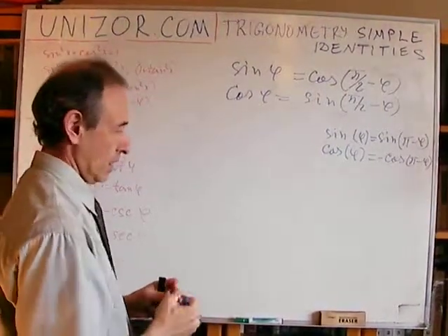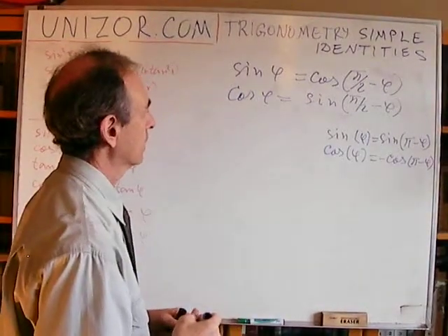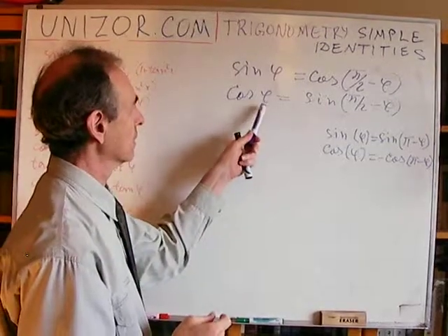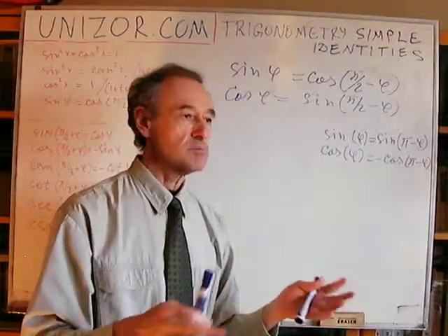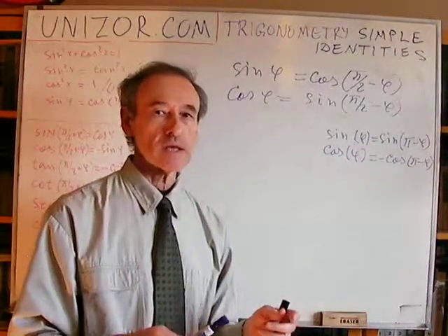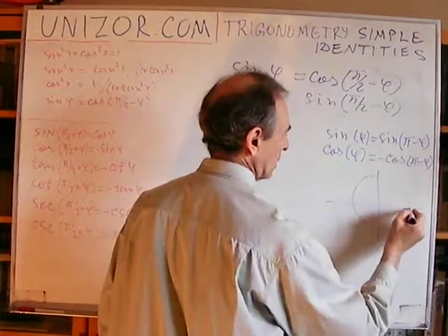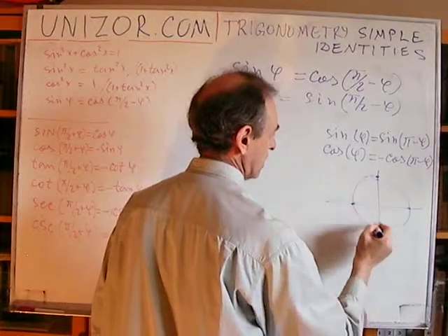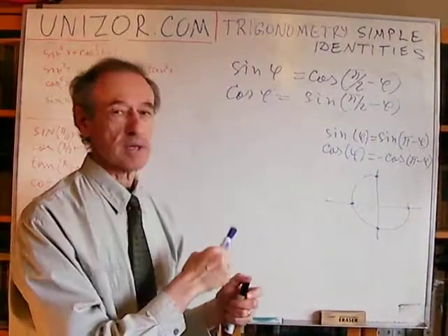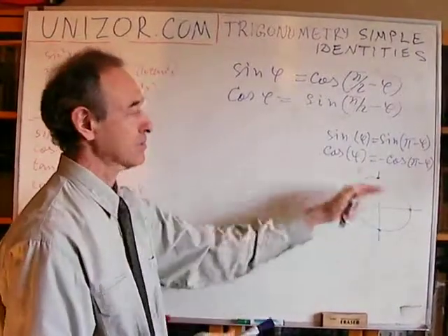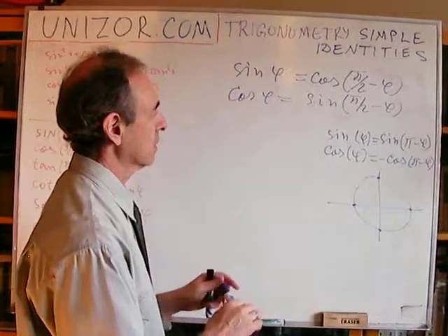Now, let's consider that our phi is not acute. Well, first of all, let's just immediately get out of the way the cases when phi is equal to this, this, this, and this. So we don't have these cases, the same as with the sine square plus cosine square. I have to consider them separately. You can consider them separately as well, so it doesn't really disturb us.